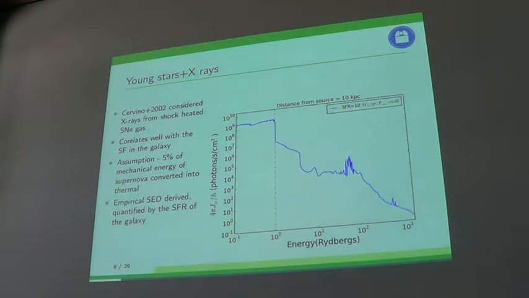This was the spectrum shown by Sebastiano as well. We consider this the local radiation source. This is the cumulative spectrum of OB stars plus the shock heated gas from stellar winds and supernovae. The assumption is that 5% of the mechanical energy is converted into thermal energy and emitted in this spectrum. And this spectrum has been empirically matched to the X-ray luminosity of galaxies.